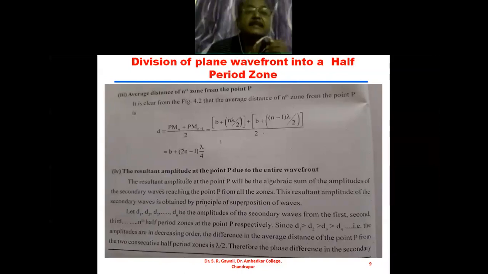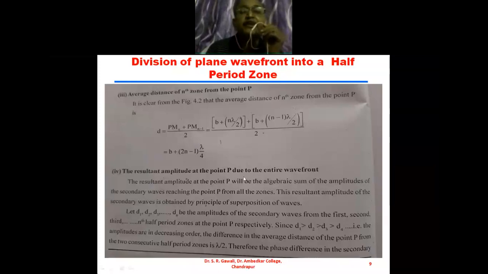So we will obtain the average of this distance, and that is nothing but Pmn plus Pm n-1 by 2, and we will substitute the values here, and after substituting the values we get b plus b plus 2n minus 1 into lambda by 4. That is the average distance.